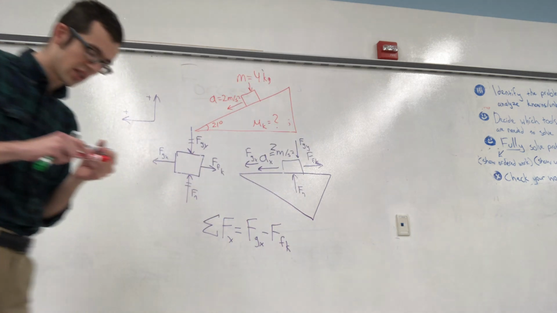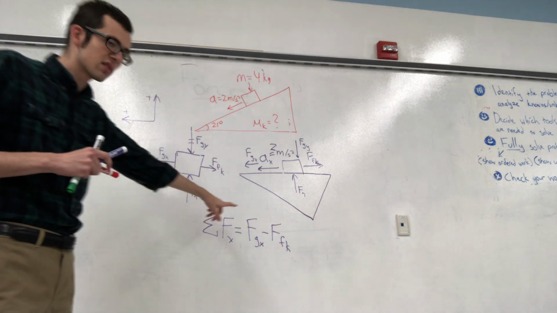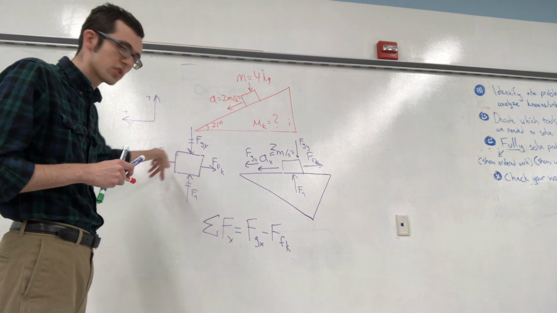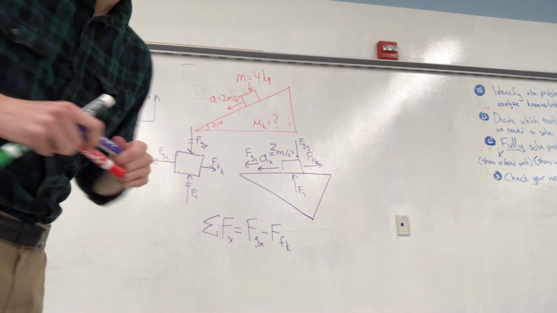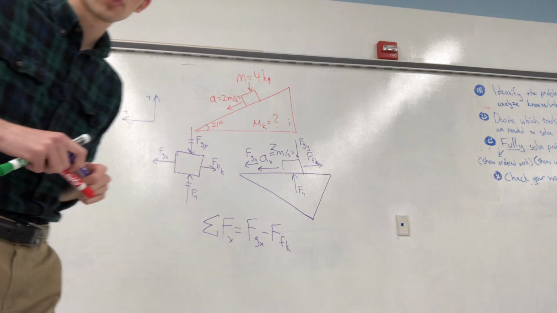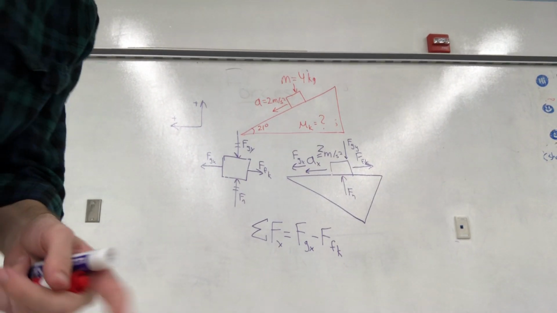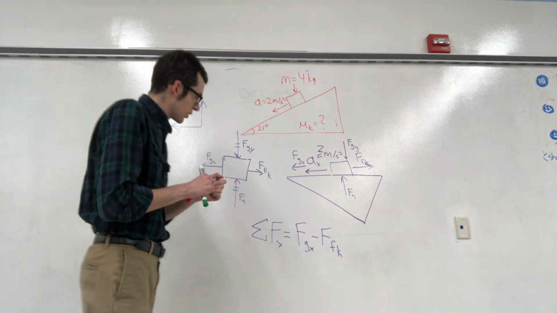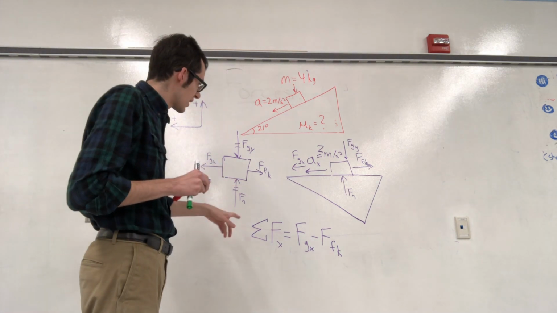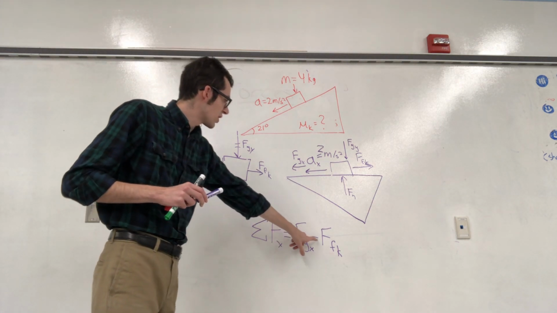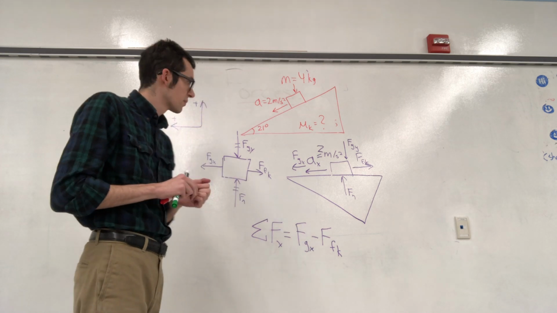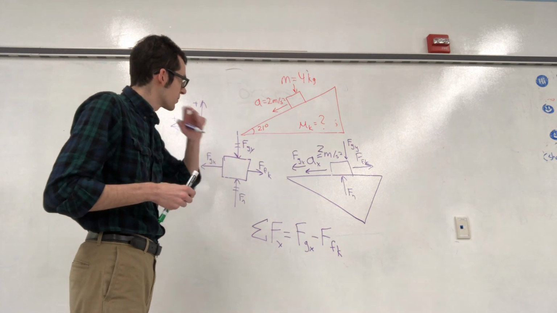So the sum of forces in the x direction is FGX, the component or the part of gravity that's pushing this down the ramp, minus the force of kinetic friction. Let's get this a little closer here. All right, so in order to do this, we need to find what FGX and the force of kinetic friction are. Let's look at FGX first.